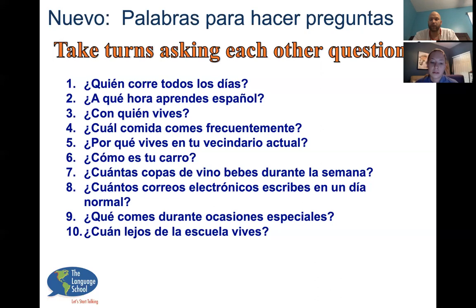¿Qué comes durante ocasiones especiales? Yo como la comida de, and I don't know how to say this because I don't know if I can say Americana, but like American food. Yeah, yo como la comida estadounidense. Okay. Yeah, estadounidense is a better word.